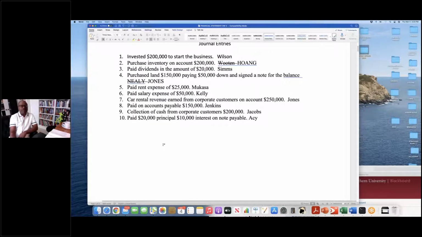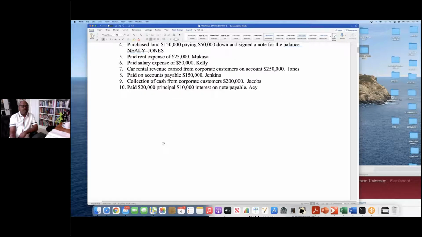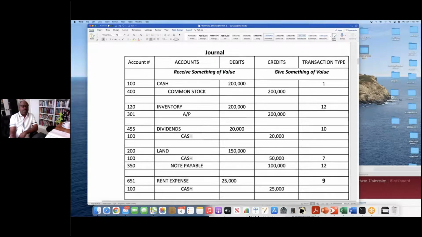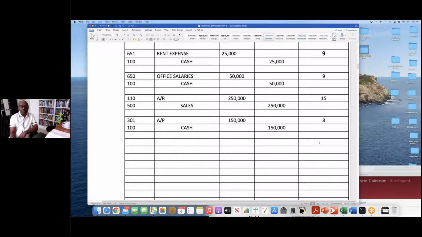Jacobs. All right, so number 9 is a type 3, which is a collection of accounts receivable. So what you gonna debit? You're going to debit cash and credit accounts receivable, and the amount is 200,000.